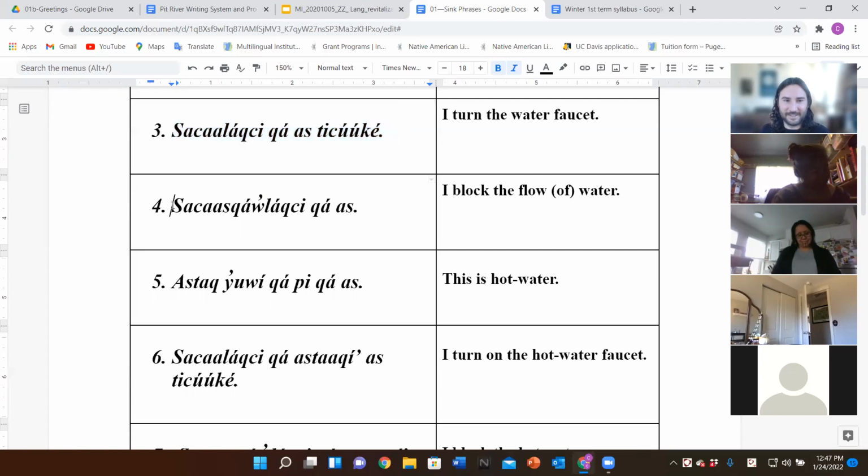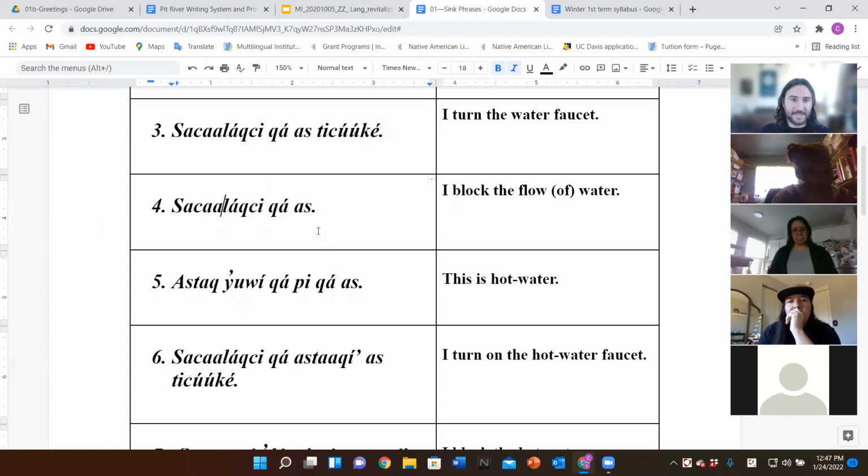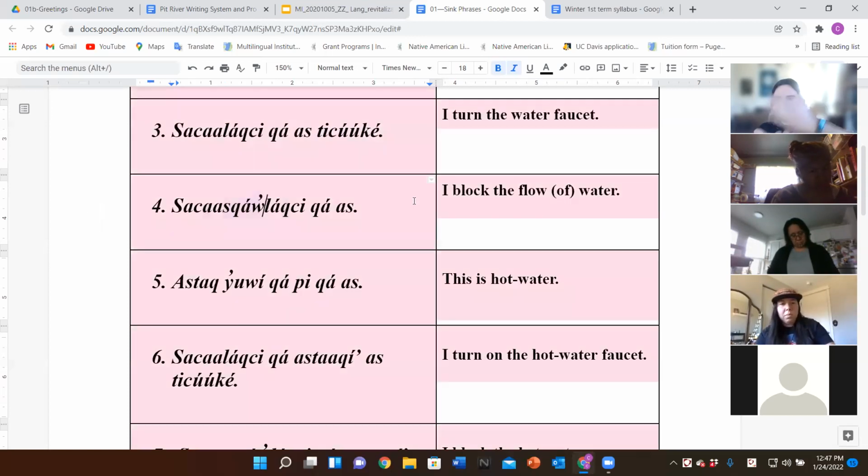Okay. And then so that's I'm turning on the water faucet. And then this word, if you notice, it's the same as this word, except for there's this scout in the middle of it. Right? So if I take that out, it's the same. Sajalakji. But then I'm adding this scout. So the scout means like you're blocking something.